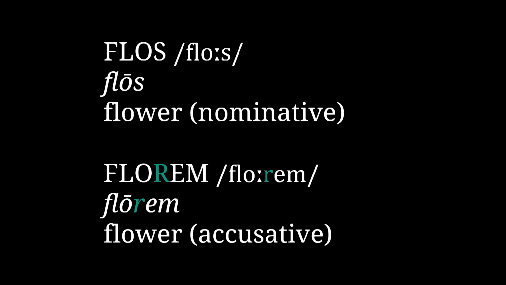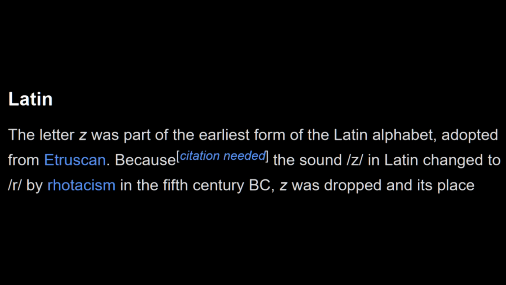This change was reflected in the spelling of words. There are some words which were spelled with an S in Old Latin that in later texts are spelled with an R instead. And so, some claim that this event is why the letter Z was unnecessary for writing Latin by the time of the censorship of Appius the Blind. However, I'm not entirely convinced that this is true.